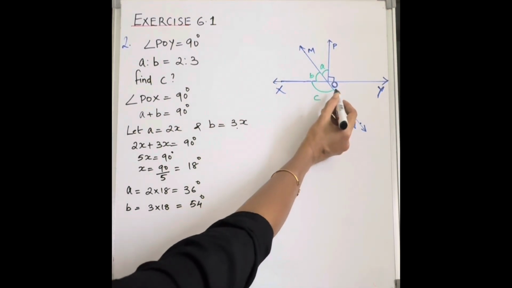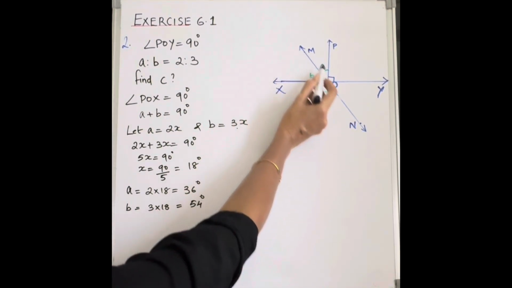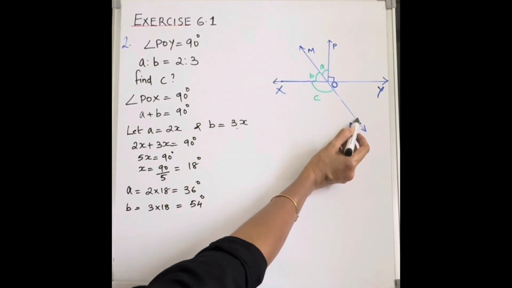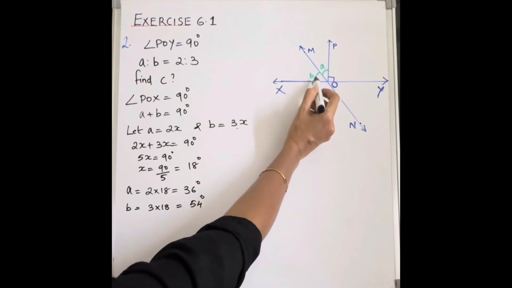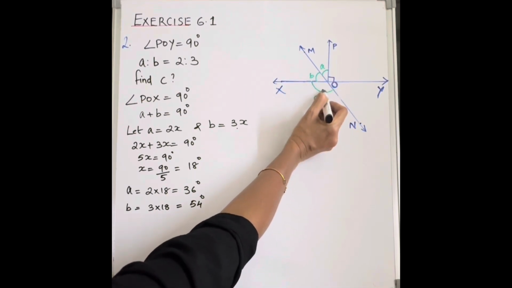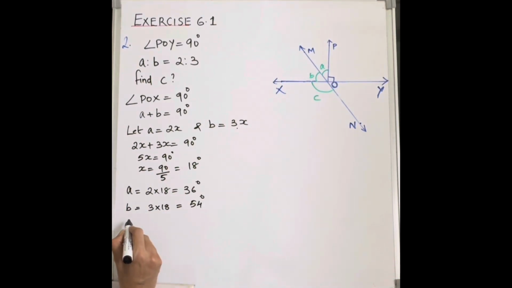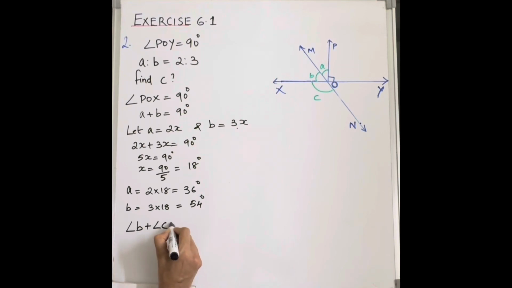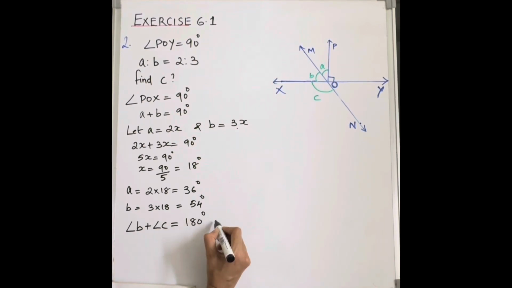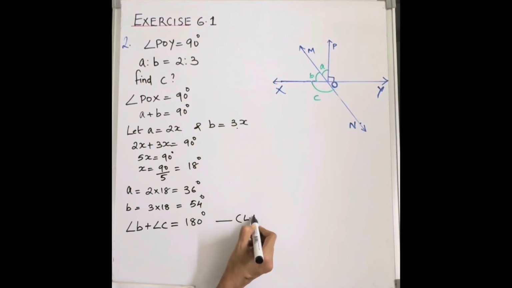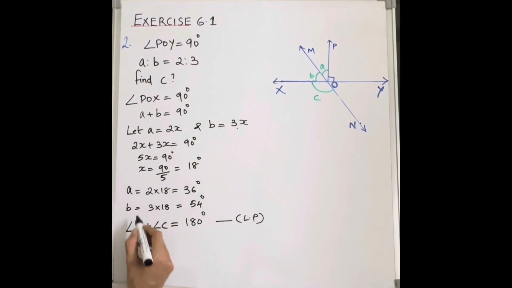Now let's look at the figure. You see the line MN, it's again a straight line, and you can say angle B and angle C form a linear pair. So what is angle B plus angle C? We have learned angle B plus angle C are a linear pair. The sum of them is 180 degrees. Reason is linear pair.